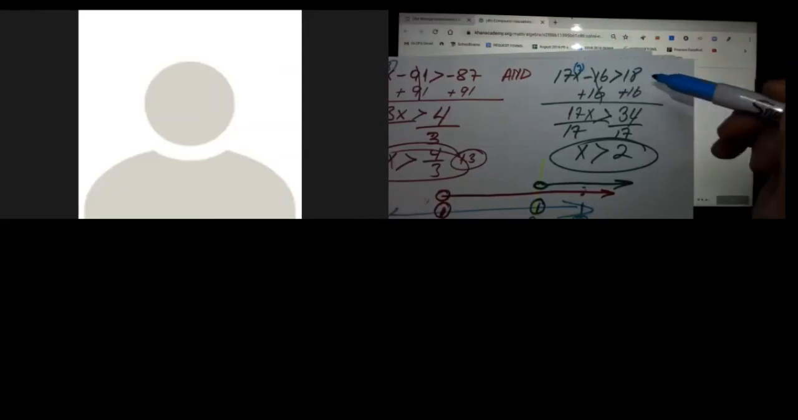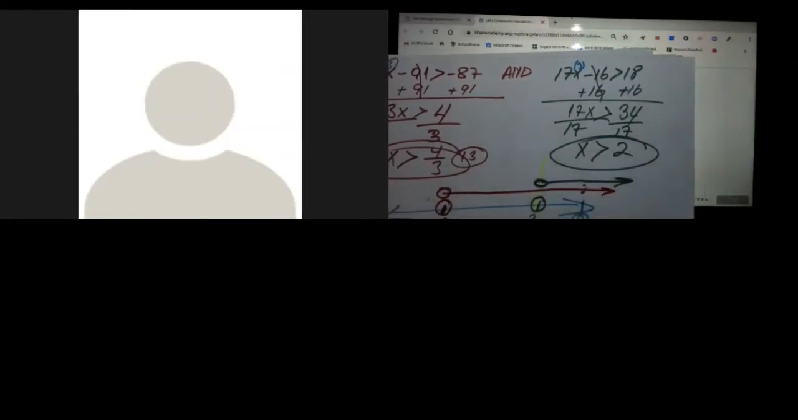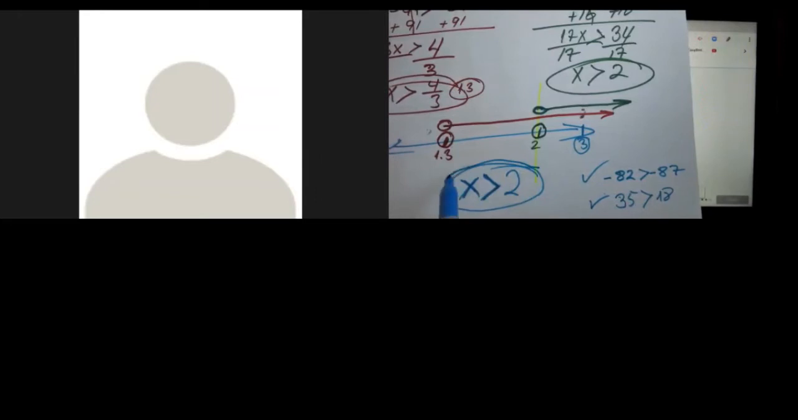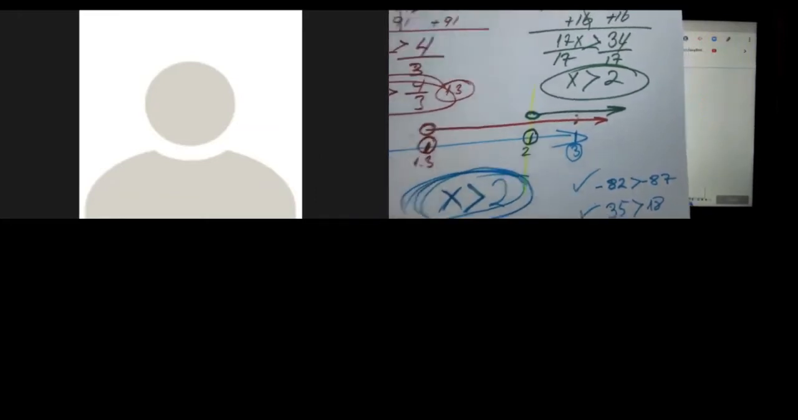Let's check for this one. 17 times 3 is 51. 51 minus 16 is 35. 35 is greater than 18. So it works for that one too. So the only numbers that are going to satisfy both of these equations at the same time are the numbers greater than 2. And there you go.